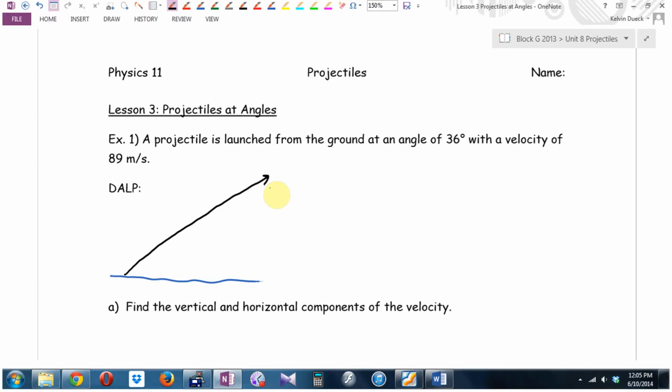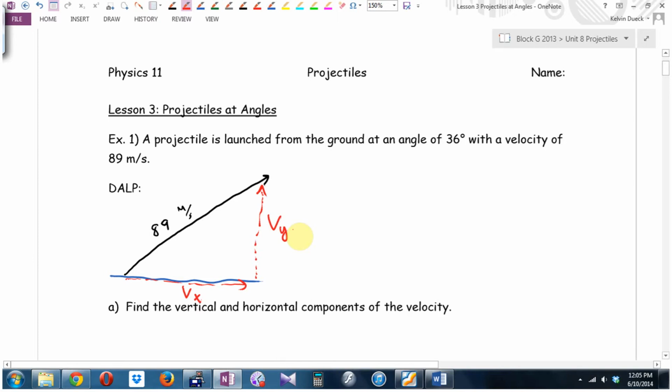And let's label velocity 89. Hey, is this a slanty velocity? Any suggestions? Well, components. We're going to break it into components that we would add tip to tail. I'm going to break this up into Vx and Vy.